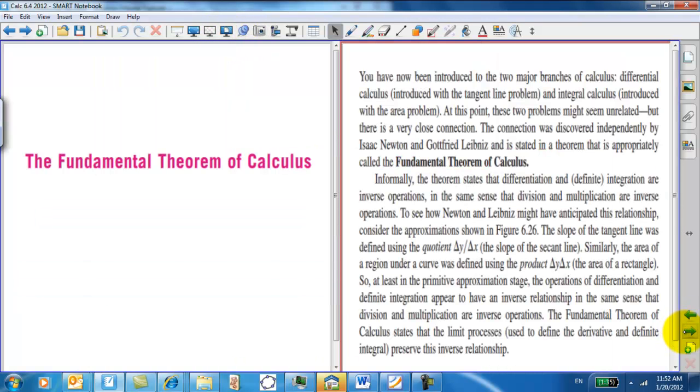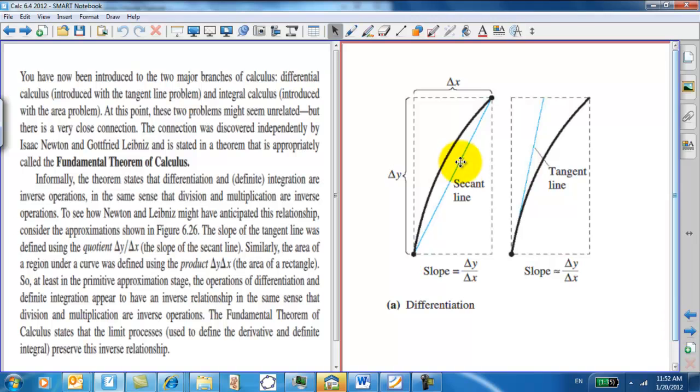This actually came up from two gentlemen way back when. Both Newton and Leibniz discovered it independently at about the same time. And basically it's just saying that differentiation and integration are inverse operations. We can see that with this diagram here, that we've spent a lot of time changing the slope of a secant line, which used our traditional y2 minus y1 over x2 minus x1 formula, and let that delta x go to 0 so that we could get the slope of the tangent line, and that's called differentiation. See how the secant line turns into a tangent line.